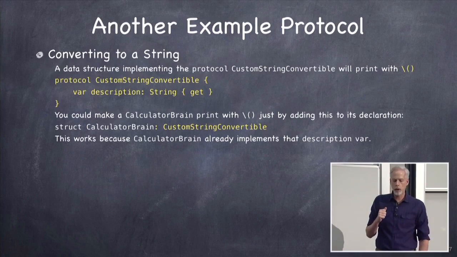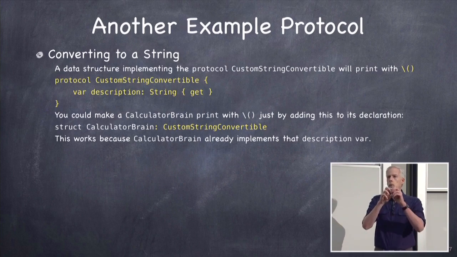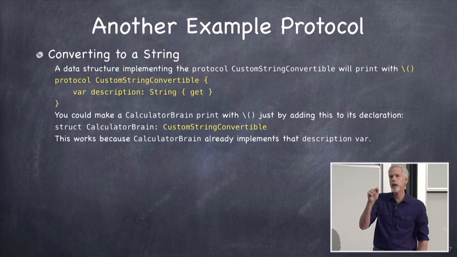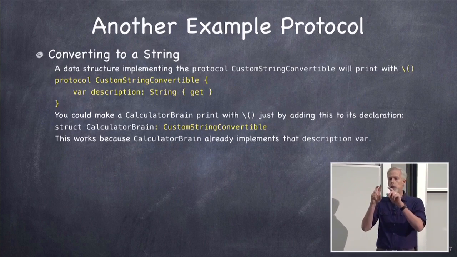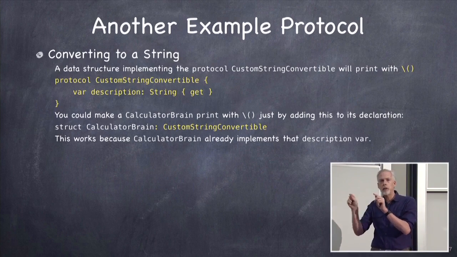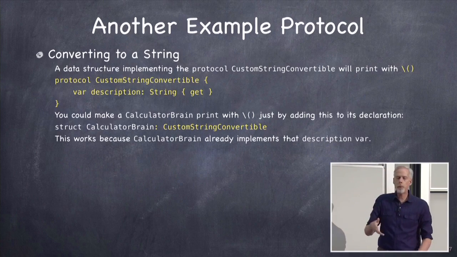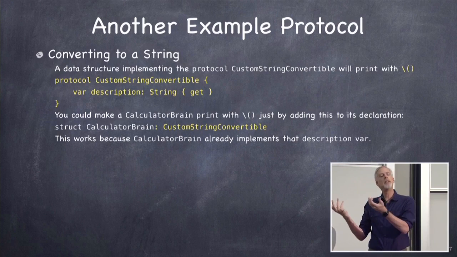It's a get-only var called description. Look familiar? Which is a string. And if you implement this protocol, then when you print, if you do the backslash parentheses thing and put your thing inside, it will call this description to get the description of it. So right now, if you said print, quote, backslash, open parentheses, your calculator brain in your view controller, close parentheses, it would probably print out some hexadecimal number and the word calculator brain, which is useless.